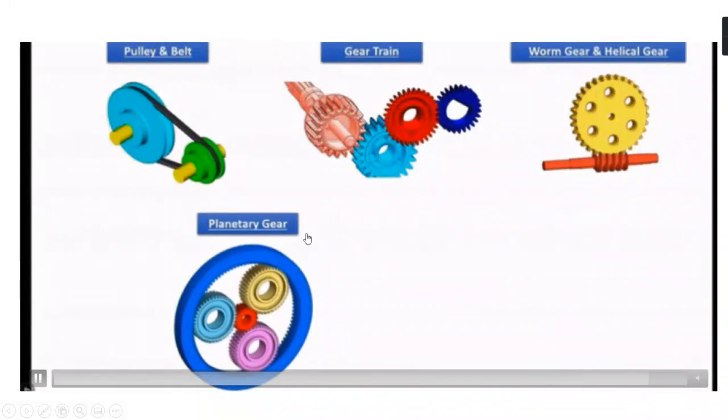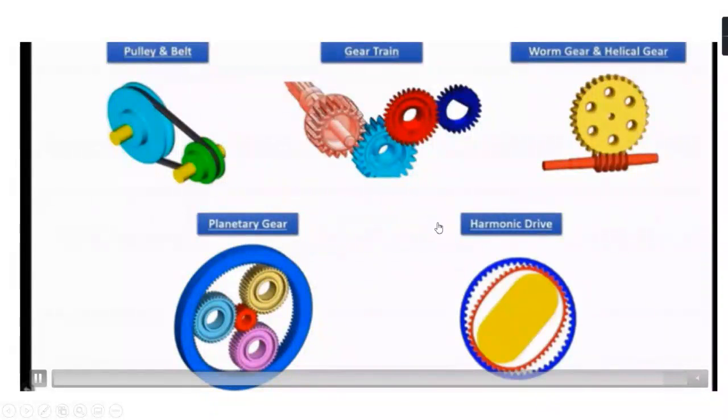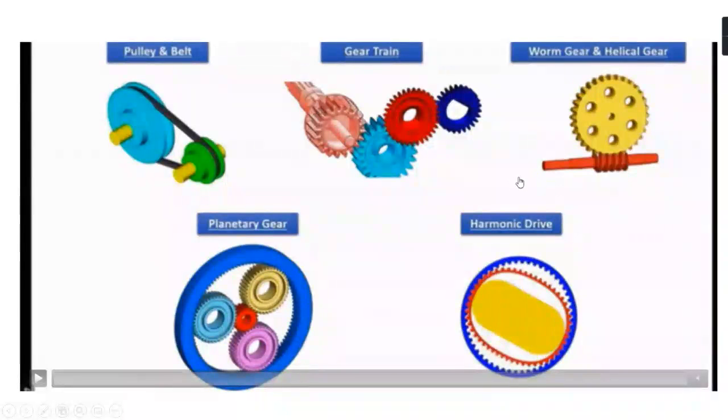These are the planetary gears. This is your pulley and belt, and this is your harmonic drive. So I am not going into the details, but you should know where the curves can be used.